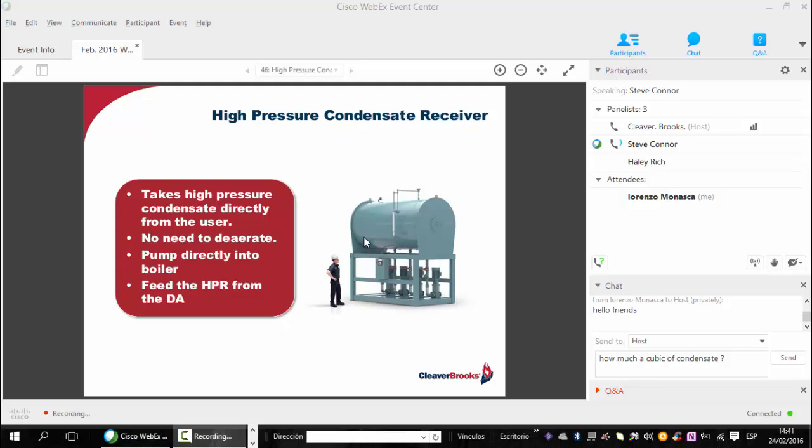And as you see on the screen, these devices work in conjunction with the deaerator, in that you feed the boiler directly from the high-pressure receiver, and then the DA feeds this tank with deaerated condensate, which may have seen atmosphere before it got back there, back to the boiler room, or raw makeup water. So these two work in tandem.